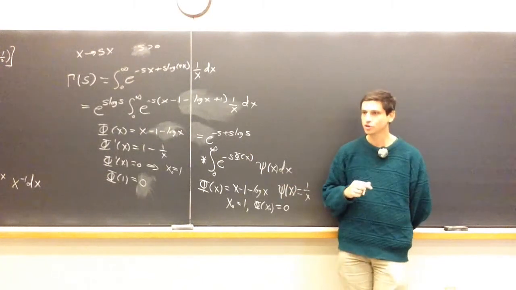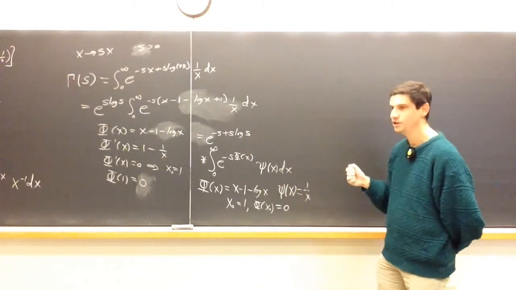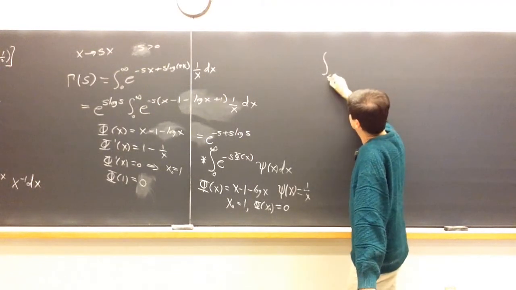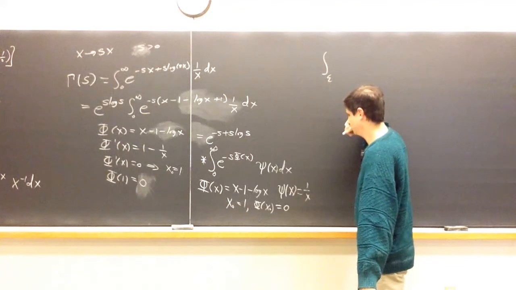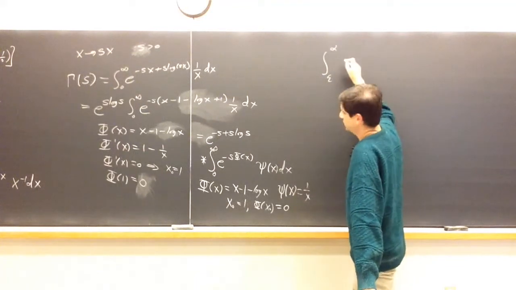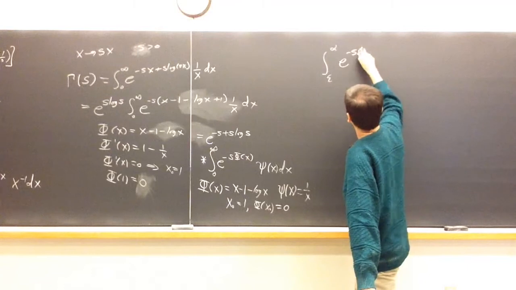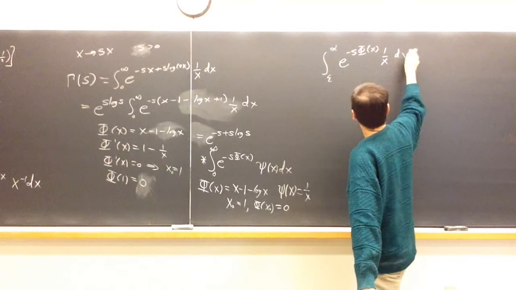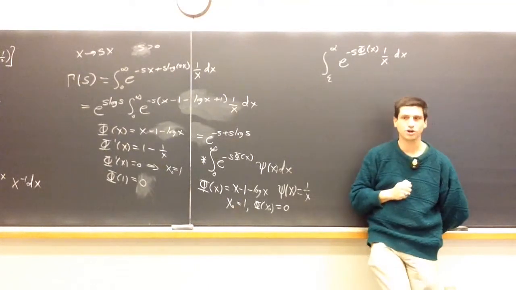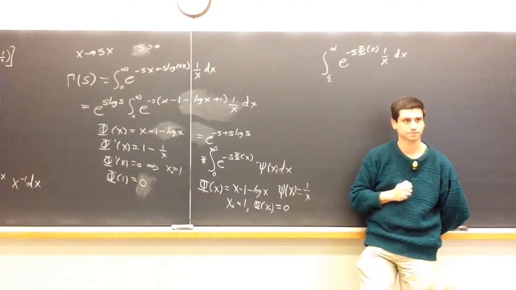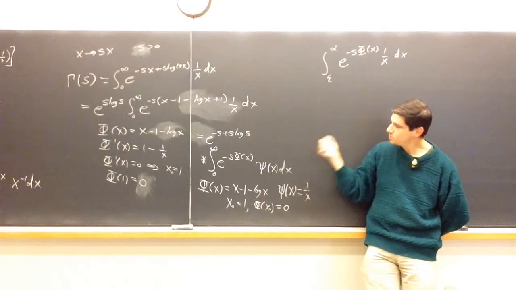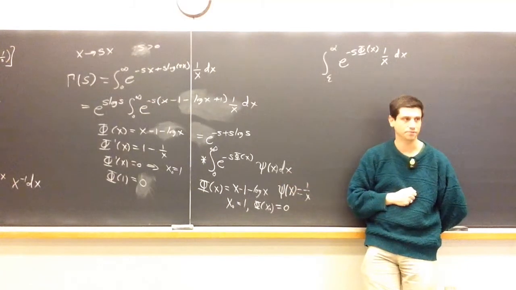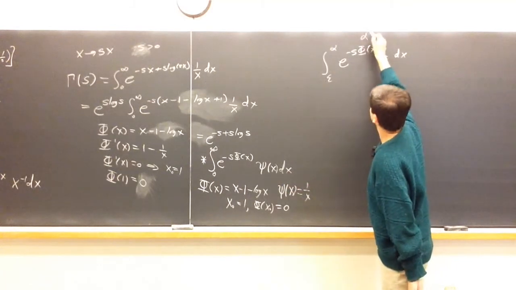So what you need to do now is, if you're going to prove things carefully, you want to actually do some of these integrations. So you want to integrate maybe from epsilon to alpha, say e to the negative s phi of x 1 over x dx. And just try to see what's the contribution going to be in this range. Now we know the minimum value of this function is at x equals 1. So we'll take alpha to be less than 1.